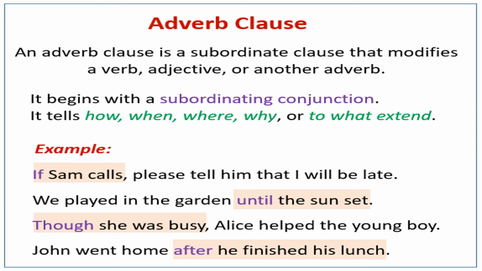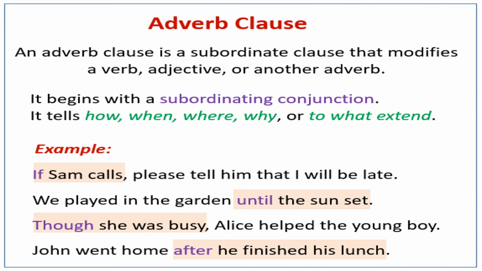We played in the garden until the sun set. Until the sun set. Beginning with a subordinating conjunction and it is modifying something. Though she was busy. Though, again a subordinating conjunction, she was busy. Here again we have a subject, we have a verb, it is a clause. What kind of a clause? An adverb clause, because it is describing a verb, it is modifying a verb.